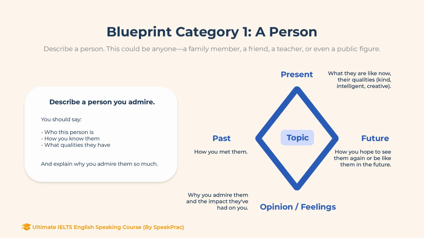You can see here that when you use the Topic Diamond framework, you're actually also answering all of the bullet points that are suggested in the cue card. You prepare one good story about a person you know well, and you're able to adapt it for a dozen different questions.